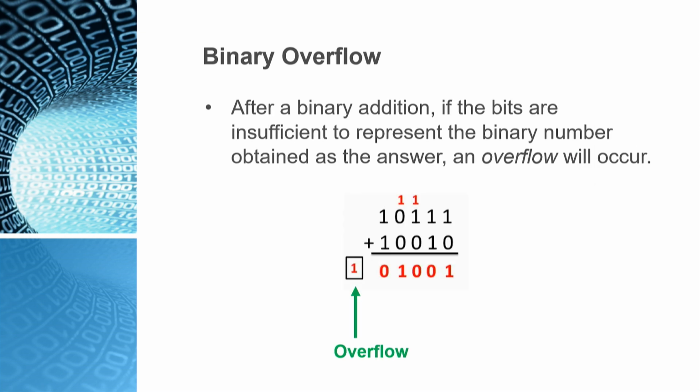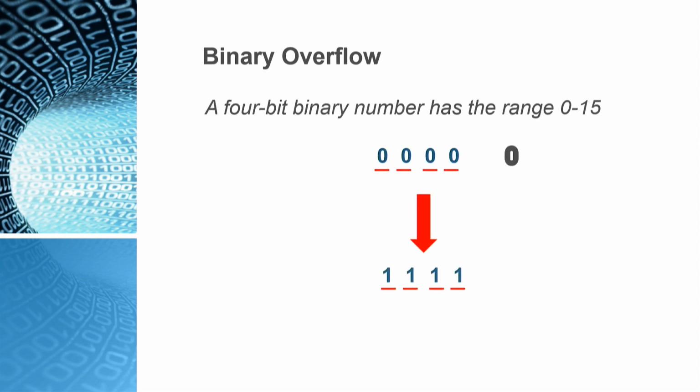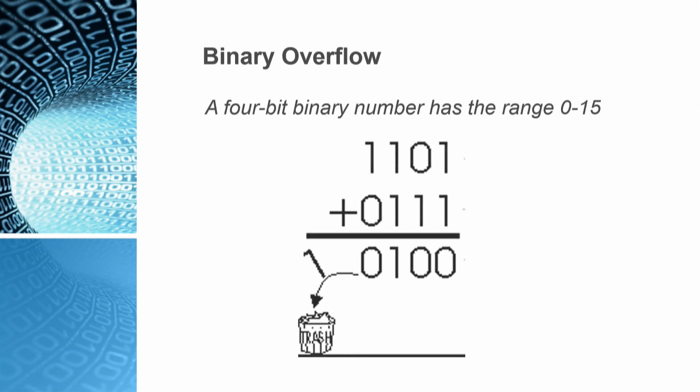Digital systems usually operate on a fixed number of digits. Addition is said to overflow if the result is too big to fit in the available digits, that is, when the answer to the binary addition is larger than what the CPU is capable of handling. For example, a 4-bit number has the range 0 to 15. 4-bit binary addition overflows if the result exceeds 15. The 5th bit of the sum is discarded, producing an incorrect result in the remaining 4 bits.